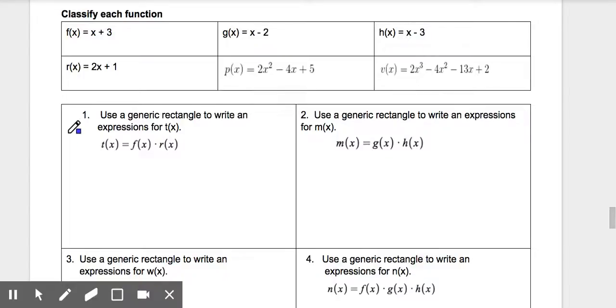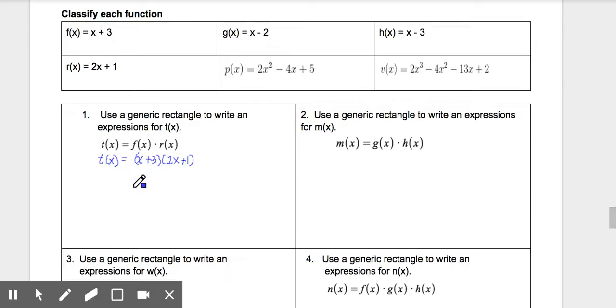Okay, for number 1, we are going to use a generic rectangle to write an expression for t of x. T of x is defined as f of x times r of x. F of x is right here, and r of x is right here. So we can rewrite this as t of x equals x plus 3 times 2x plus 1.